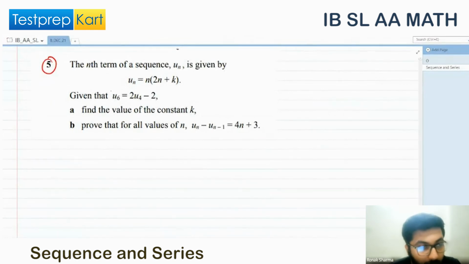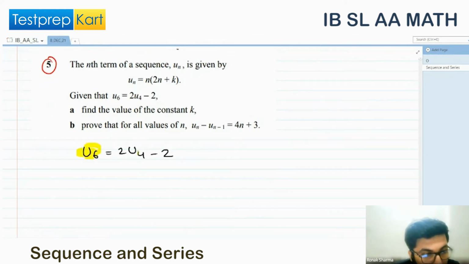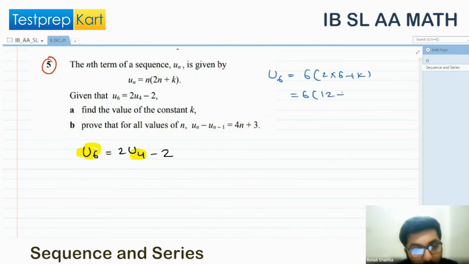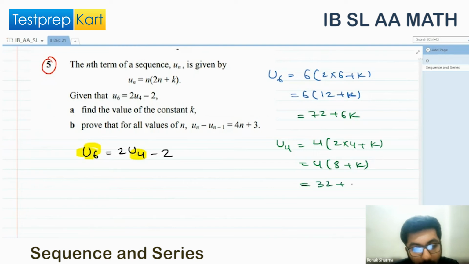See, they've given us a relationship that is u6 equals 2u4 minus 2. That means they have included u6 and u4, so we should calculate them first. So u6 will be what? 6 times 2 into 6 plus k. That means 6 times 12 plus k, right? Basically 12 times 6 is 72 plus 6k. Let us calculate u4 also. So 4 times 2 into 4 plus k. So this will become 4 times 8 plus k, or basically 32 plus 4k, right?